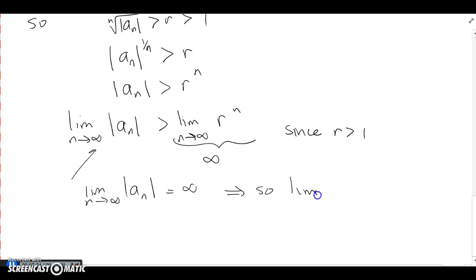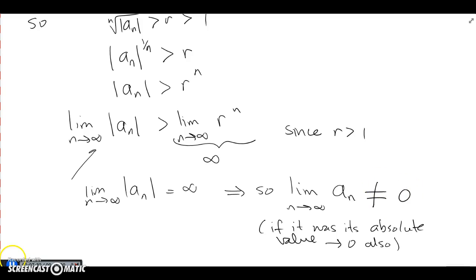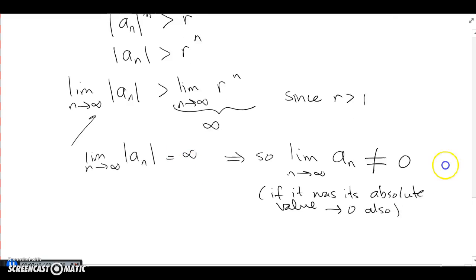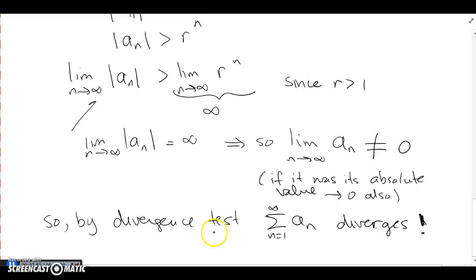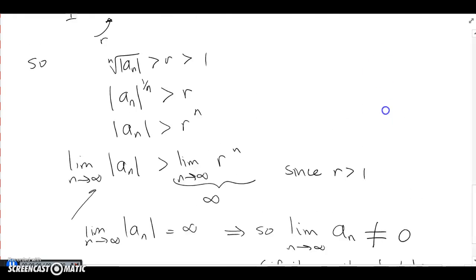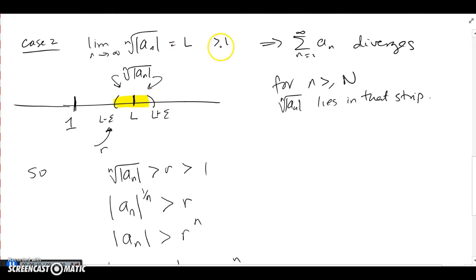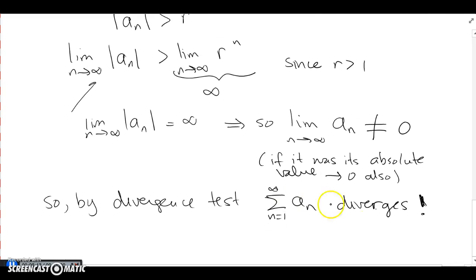So that implies that the limit as n goes to infinity of a sub n cannot possibly be 0. Because if it were, its absolute value's limit would go to 0 as well, and it doesn't in this case; it goes to infinity. So now we can just quote the divergence test, because the divergence test says if the limit of the terms doesn't go to 0, then the whole thing automatically diverges. So by the divergence test, the series diverges. I started it at 1 because, as we said earlier, a finite number of terms from the beginning to the capital N value does not affect convergence or divergence. So when the limit is some value bigger than 1, we can conclude that the whole series diverges.